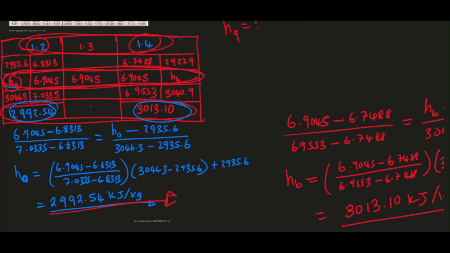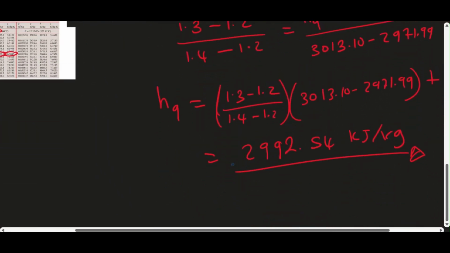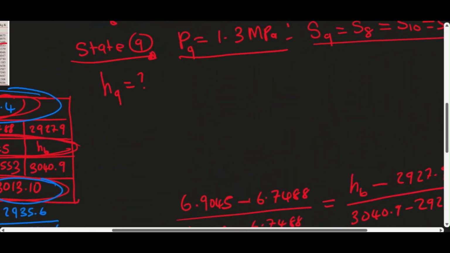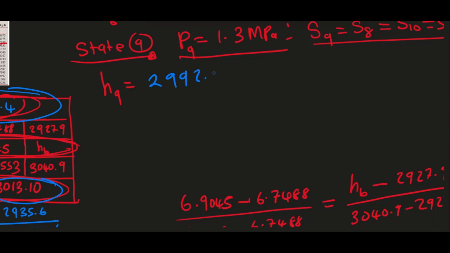and once we found those values, then it was easy to interpolate between the given two pressures, given that our known pressure was 1.3, which we were interested in, and then we were able to find our H9 of 2992.54. So enthalpy at state 9 is 2992.54 kilojoules per kilogram. So that's how you do double interpolation.